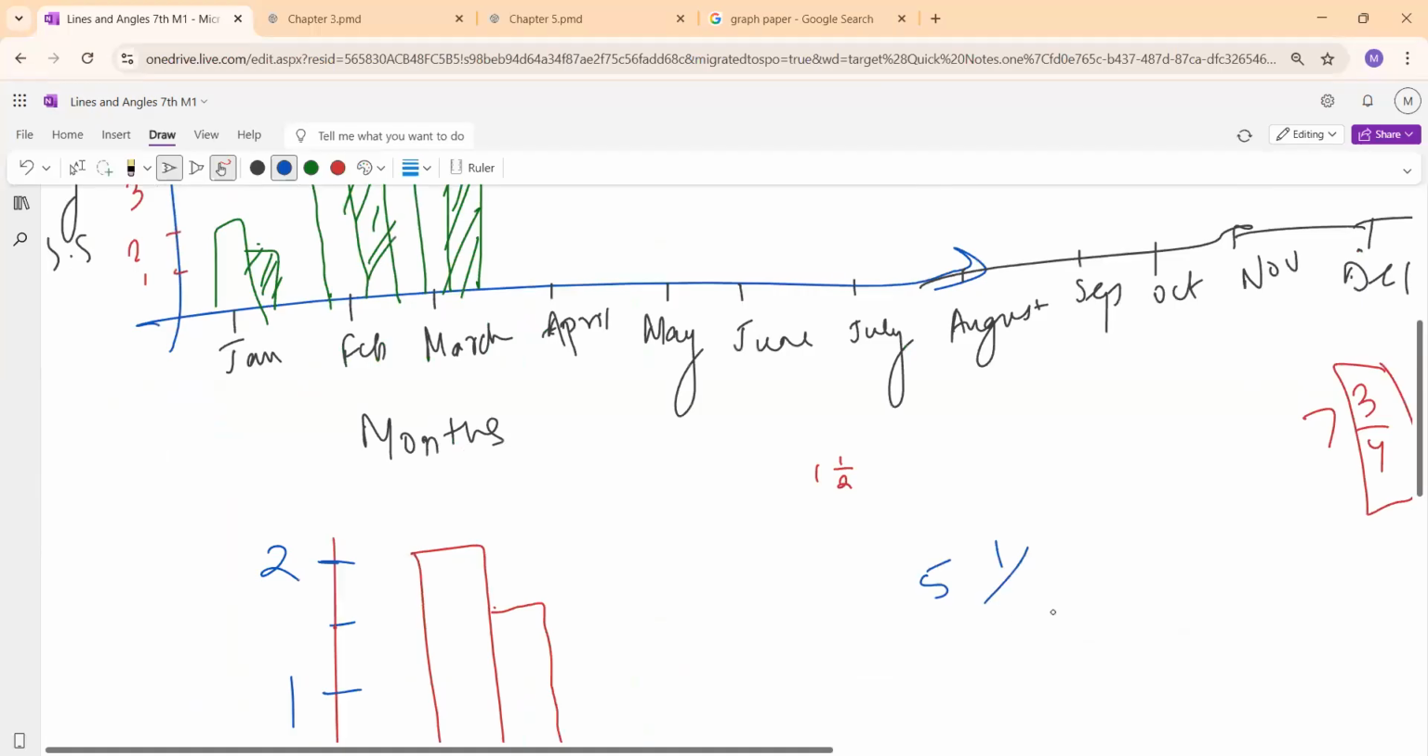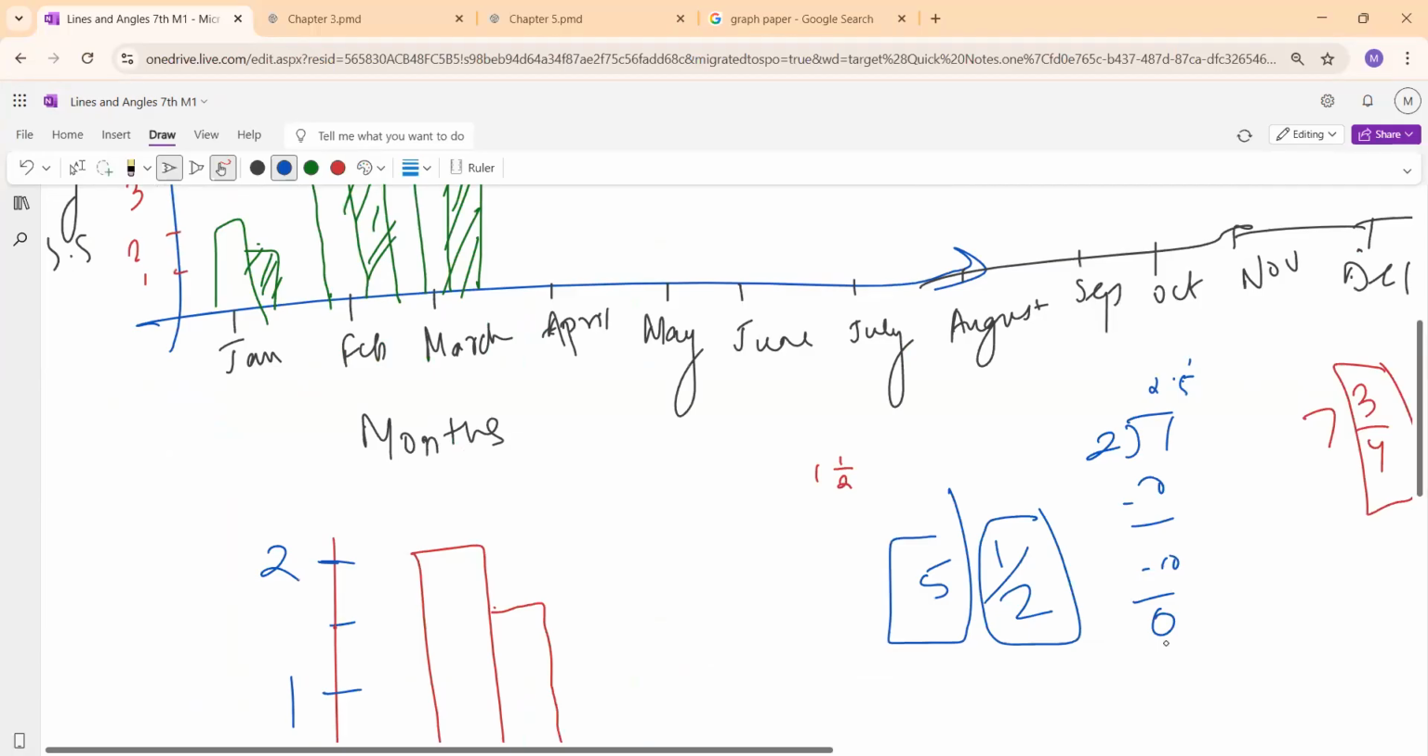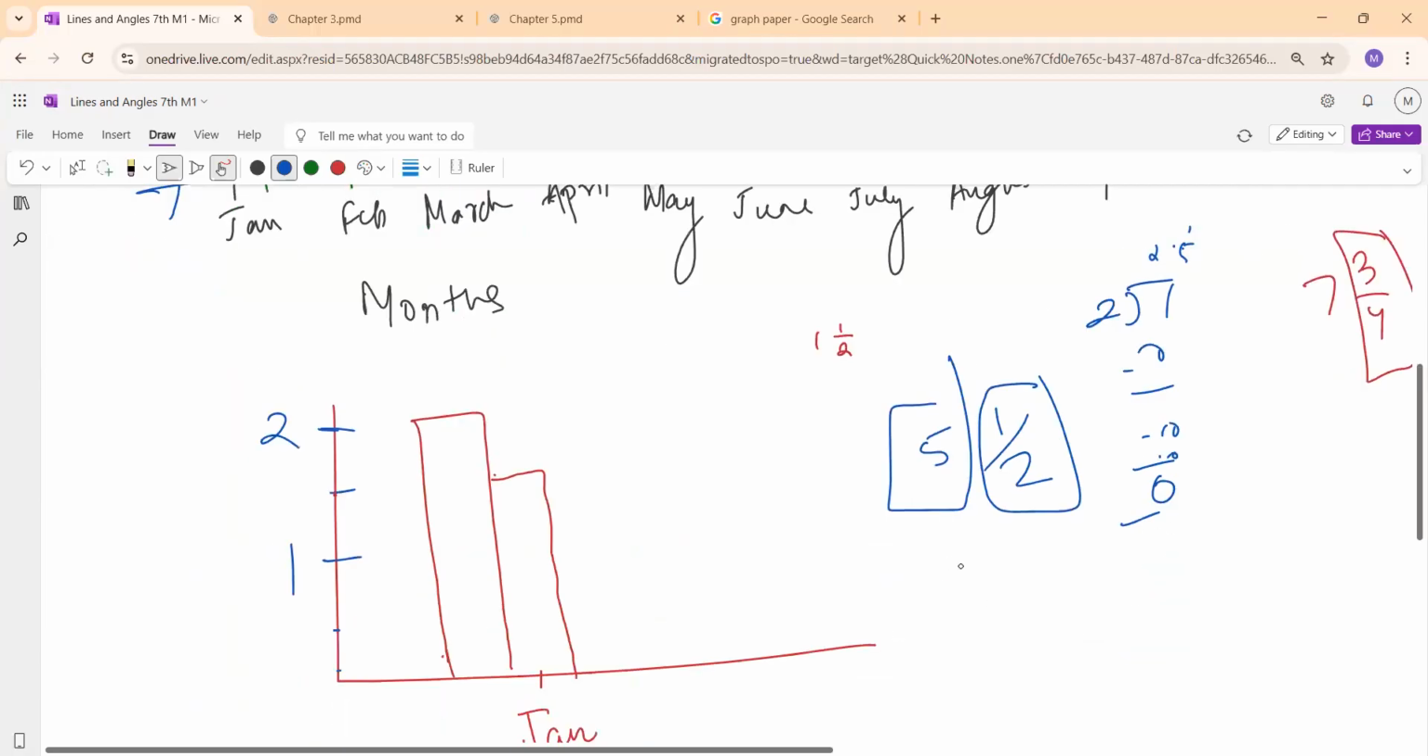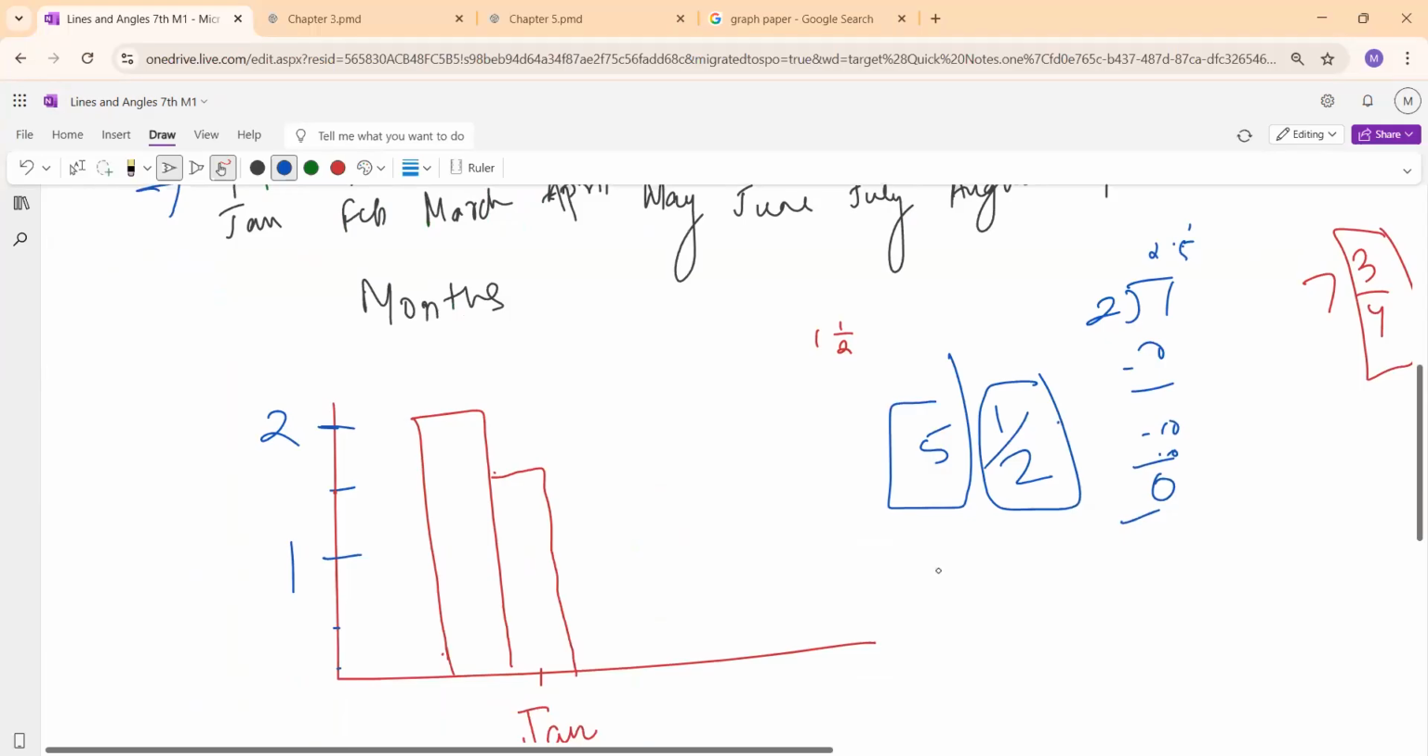If I say that it is 5.5, 5.5 means 5 and a half. If you find this half in decimal, it would come out as 0.5. Half is 0.5. So this is equal to 5.5. Is this clear, guys? Yes, sir. 5 and a half or 5.5, it is the same.